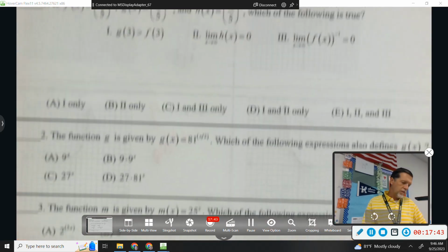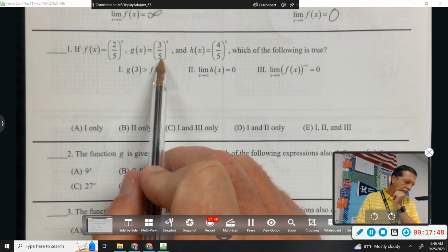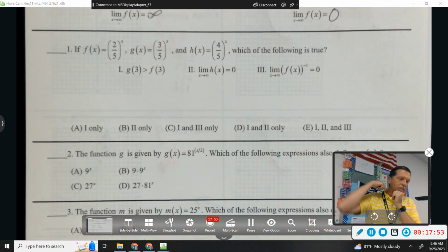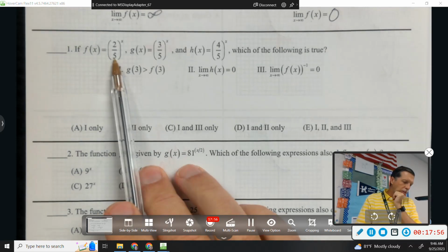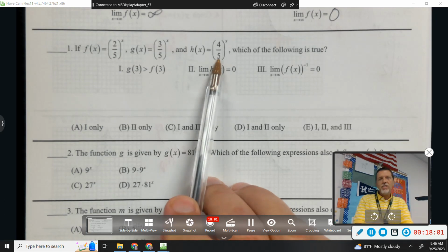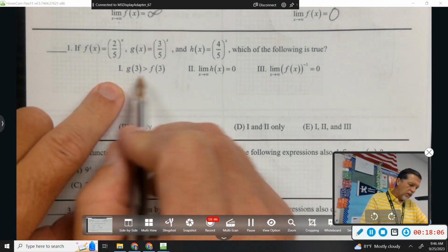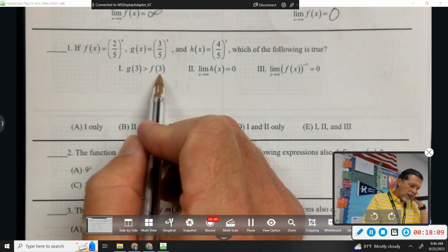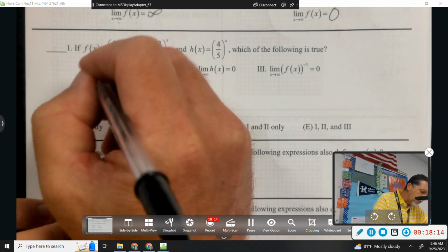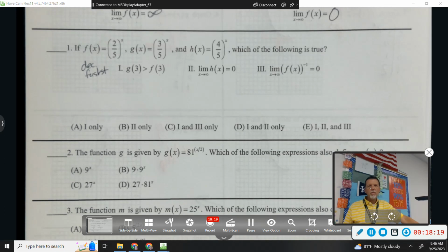Okay, let's see what's going on here with some examples. 2/5 to the x, 3/5 to the x, 4/5 to the x. All of those are decreasing. 2/5 would be decreasing faster than 3/5. 4/5, that's 80%. That's not even decreasing all that much each time, but they're all decreasing. Okay, g of 3 is greater than f of 3. We said f is decreasing the fastest, so g of 3 is bigger than f of 3.